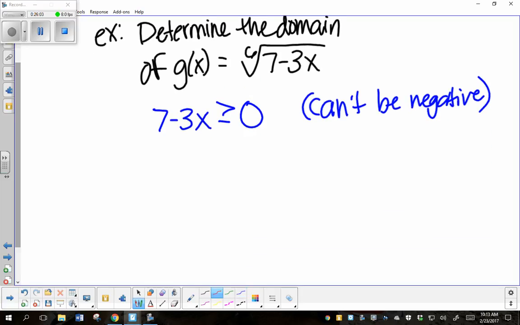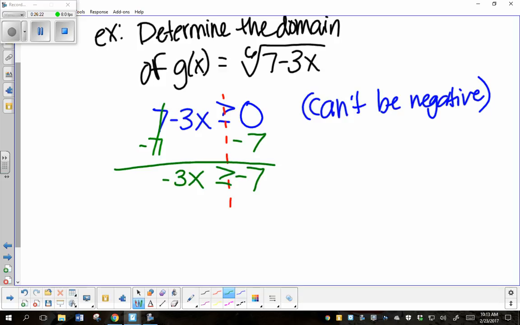So remember, we haven't done this in a while. We're solving this. So raise your hand, what should I do first to get x by itself? Liv? Subtract 7 from each side. So we're left with negative 3x is greater than or equal to negative 7. Raise your hand, what do I have to do next to get x by itself? Jake? Good. We divide by negative 3, and if we divide by negative, we flip that inequality sign.